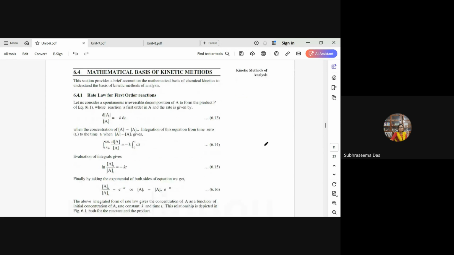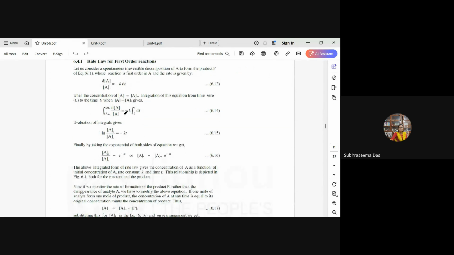Now coming to the mathematical basis of kinetic methods. First we will see the rate law for a first order reaction. This is the mathematical rate equation derivation that has been given to you. So first, considering this is equation 1, which shows the rate equation.